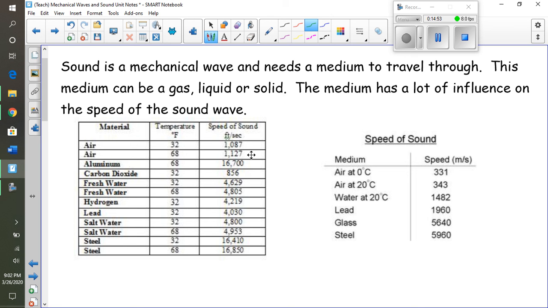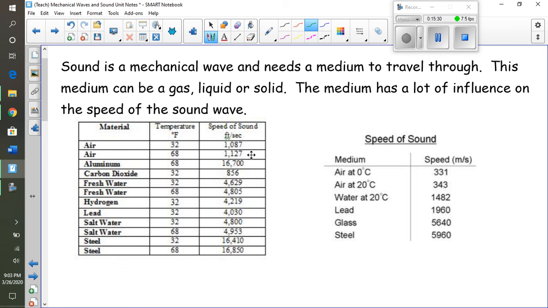If you think about it, in aluminum the particles are closer together than they are in air, so it's easier for the compression wave, or longitudinal wave, to zip right through. Carbon dioxide is actually lower. Fresh water, we can see 4,000. Again, if I increase the temperature, the speed of sound goes faster. Hydrogen, 4,000. Hydrogen is a less massive particle than air. Air is mostly nitrogen, so because air is more massive than hydrogen, sound goes slower. It's harder to move those particles around.